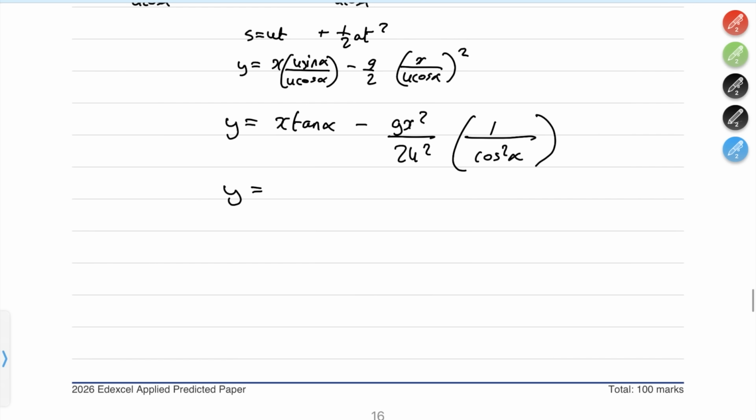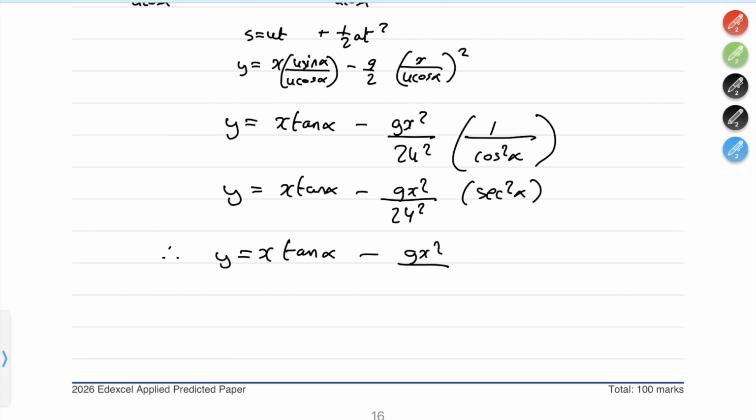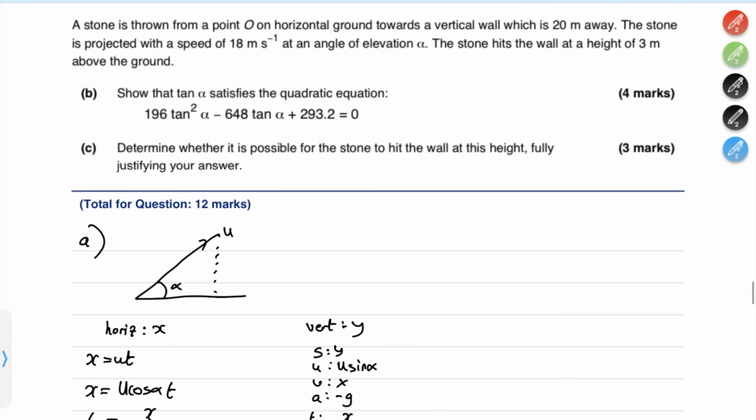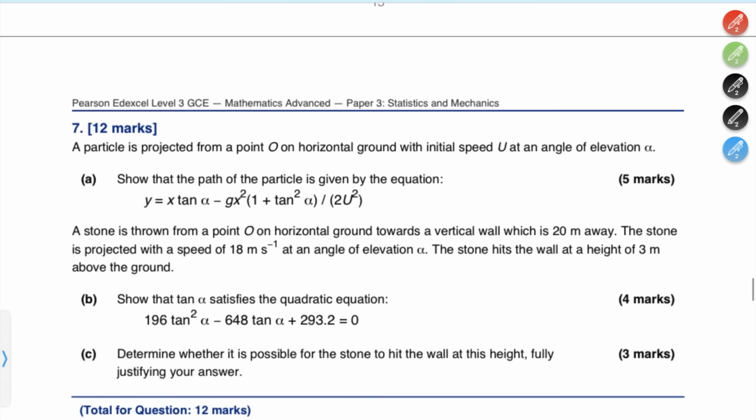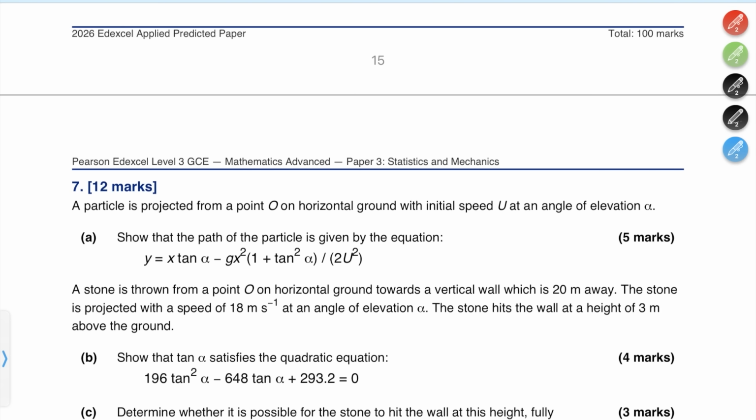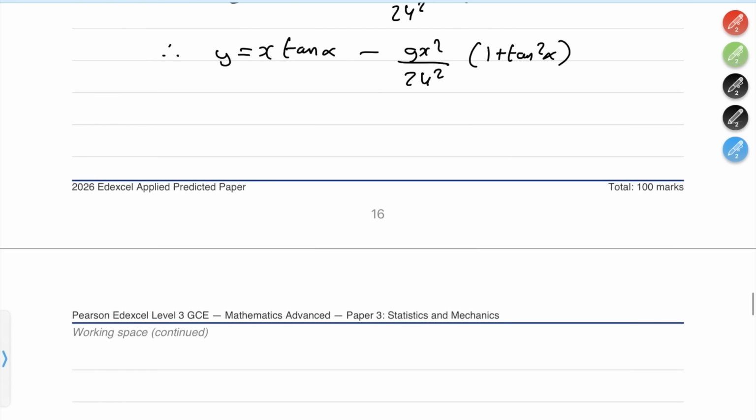So I can now use an identity which says that 1 over cos squared alpha is sec squared alpha. And now I can use a final identity saying that sec squared alpha is equal to 1 plus tan squared alpha. So therefore, y equals x tan alpha minus gx squared over 2u squared times 1 plus tan squared alpha, which is exactly what the question is asking there. So gx squared, 1 plus tan squared alpha, over 2u squared. So now we can move on to part B.